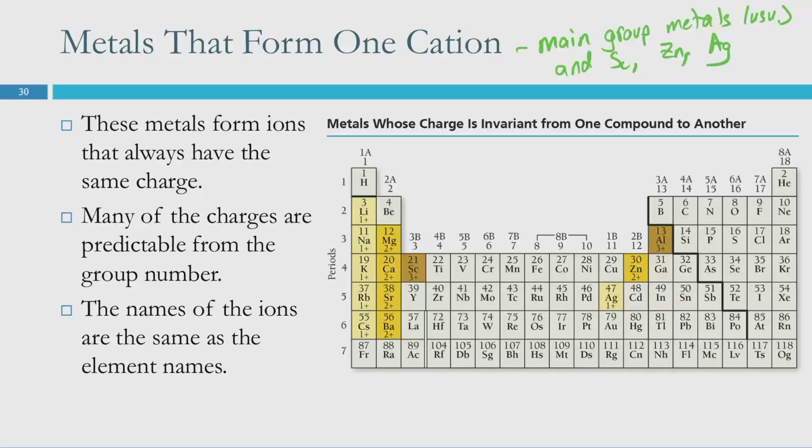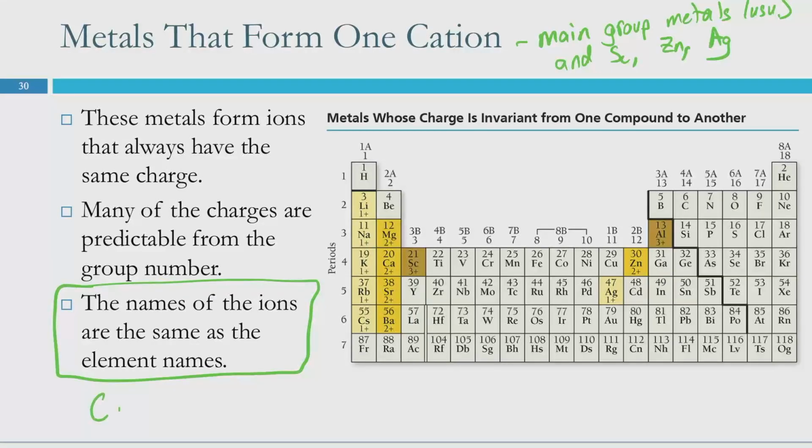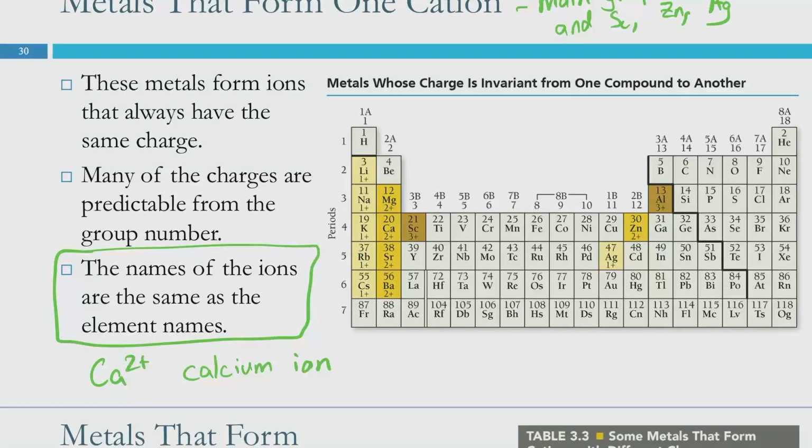When we are naming these, the metal comes first. We name the metal first. The names of the ions are the same as the element names. So calcium 2+ is the calcium ion. It's important that you put ion after it so that we know that we're talking about the 2+ form of it, not the Ca. The ion part meaning that it's that ion form. So we're just going to name the metal what its name is. When we put it into the compound, we don't include the ion part.